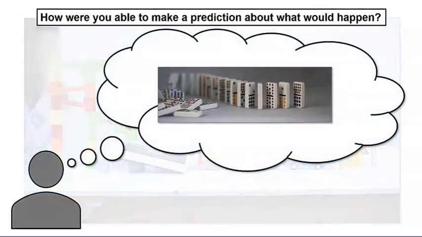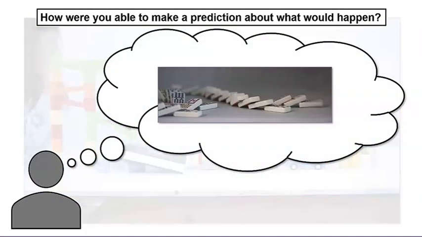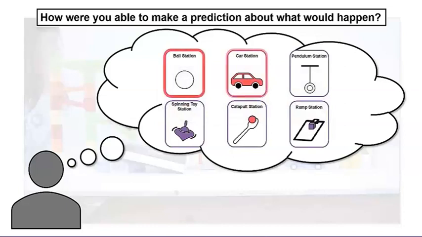Maybe you've played with dominoes before, so you know that when you line dominoes up and then push one over, the dominoes fall into one another. Did anything else help you make a prediction? Oh yeah, we observed the motion of balls and cars at the motion stations. At the ball station, we watched balls bounce, but I know that balls can roll. So I predicted the marble would roll like a ball. We were able to make predictions about the motion in the video clip because we have seen the motion of other objects. The more motion we observe, the better we get at predicting motion.